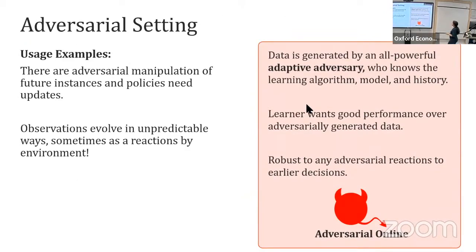Okay, so the model I want you to have in mind is that there's no longer any actual distribution. There's just an adversary who creates these prompts, or x_t, y_t. And what the learner wants is to achieve good performance over this sequence that's being generated, no matter what that sequence is. And if it can do that, then that learner was somewhat robust to adversarial reactions, adversarial feedback loops and evolution of data.